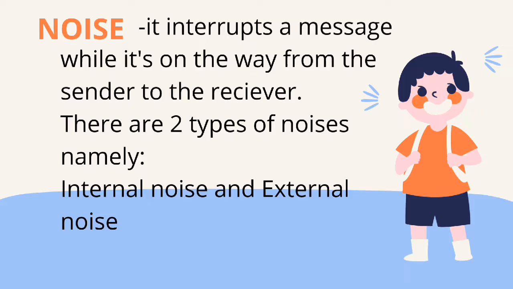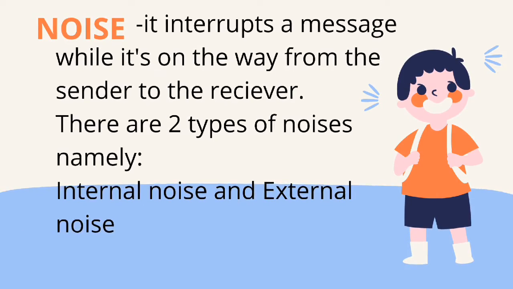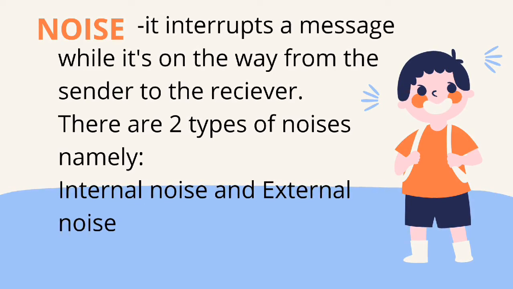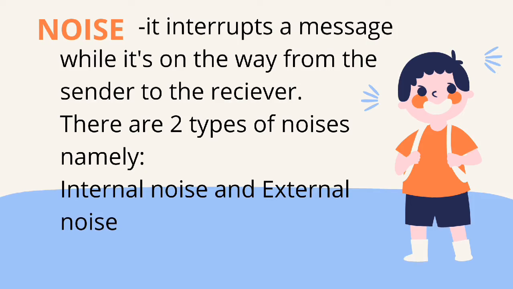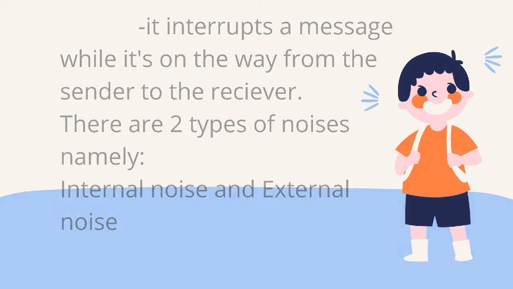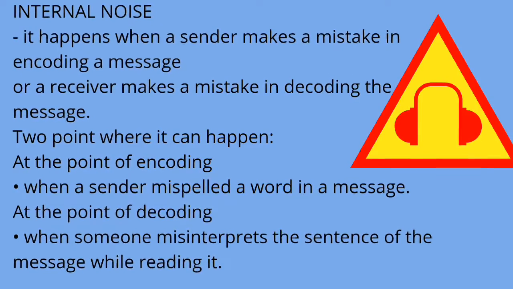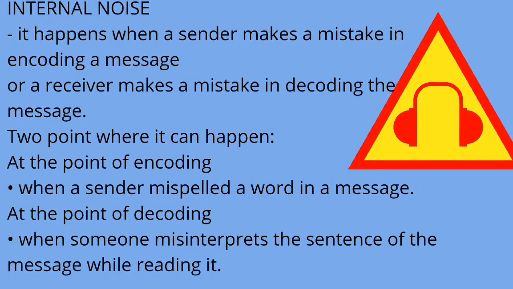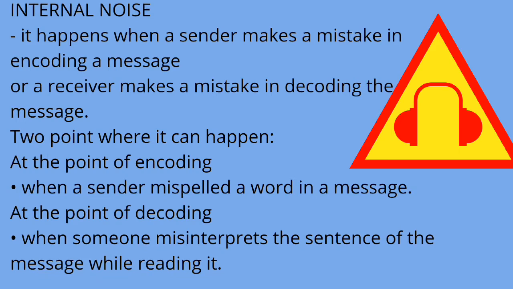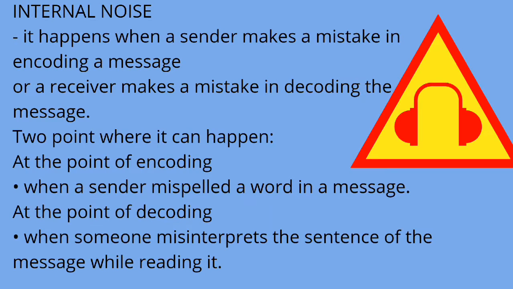Noise interrupts a message while it's on the way from the sender to the receiver. There are two types of noise, namely internal and external noise. Internal noise happens when a sender makes a mistake in encoding a message or a receiver makes a mistake in decoding the message. Two points where it can happen: at the point of encoding when you misspell a word in a text message, and at the point of decoding when someone misinterprets the sentence while reading it.